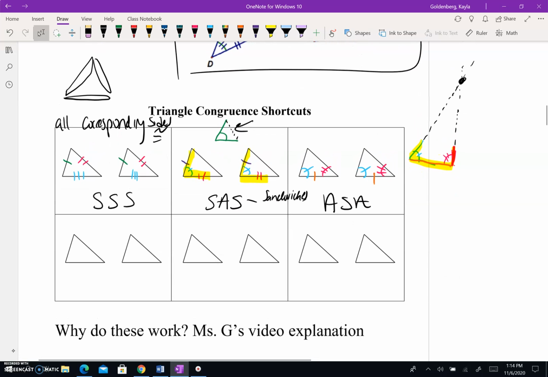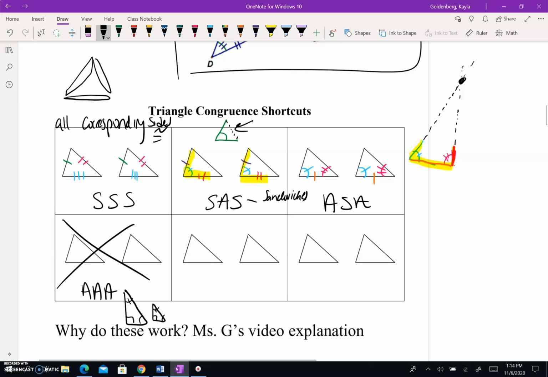The other one that we explored was angle, angle, angle. And remember, that one did not work. We had a good example: someone drew a little right triangle and a big right triangle where all the angles match, but one of them has been stretched. Think about it like stretching a computer image. So the three at the top are the only ones that work.